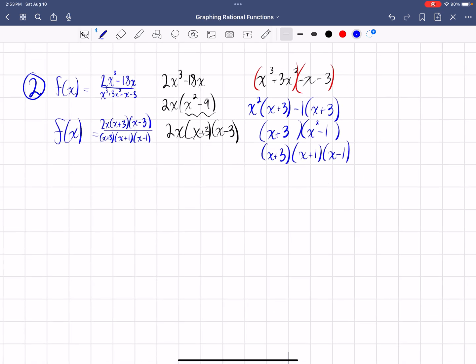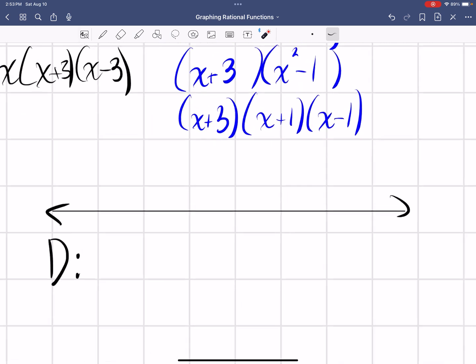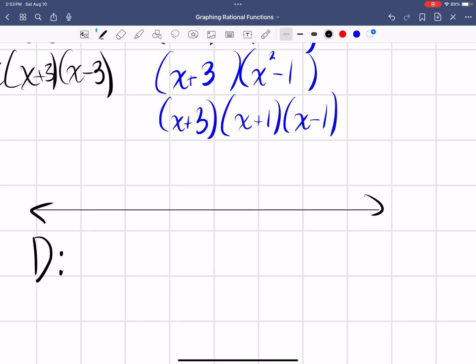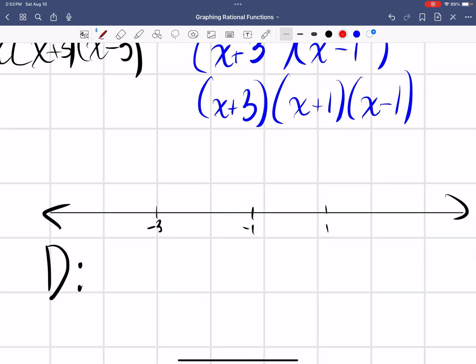So we'll write out the domain. All we need to do is exclude any values that make the denominator 0. So what would make the denominator 0? Well, it's really easy once it's factored to see what they are, right? Negative 3 would make it 0, negative 1 would make it 0, and 1 would make it 0. So let's just plot those real briefly. Negative 3, negative 1, 1. All of those are bad, right? All of those make the denominator 0 and they make the function undefined, but everything else is good.